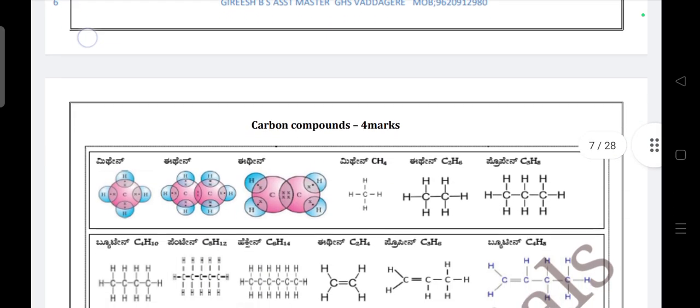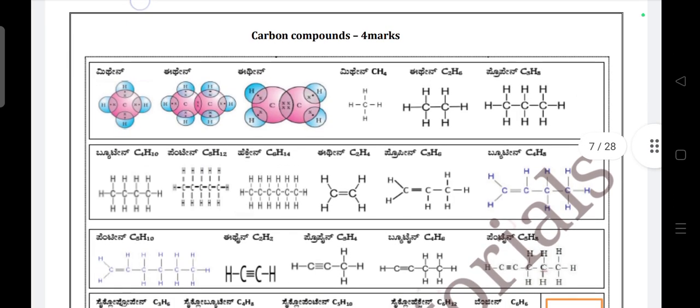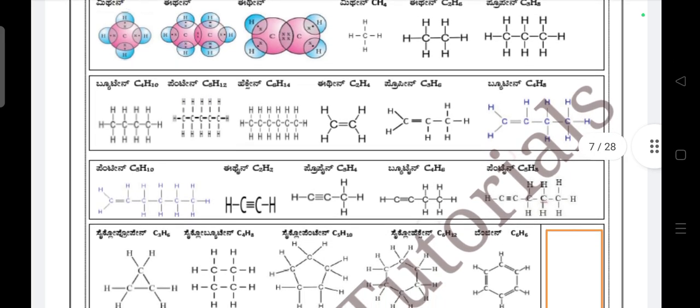Next, carbon compounds, 4 marks. Methane, ethane, propane. Dot structure they will ask, then structural formula they will ask, important structural formulas.